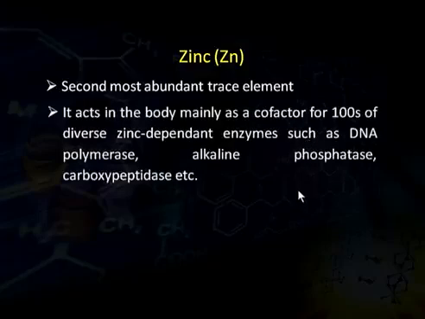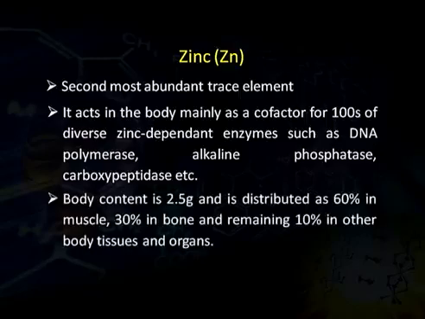It acts in the body mainly as a cofactor for hundreds of diverse zinc dependent enzymes such as DNA polymerase, alkaline phosphatase and carboxypeptidase, etc. Body content of zinc is 2.5 gram and it is distributed as 60% in muscle and 30% in bone, and the remaining 10% is in other body tissues and organs.